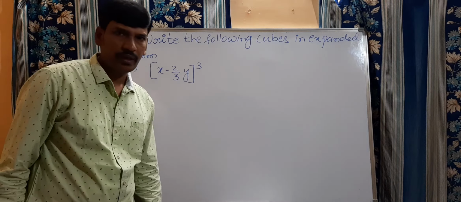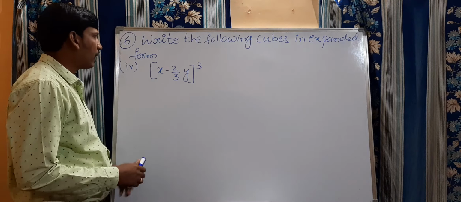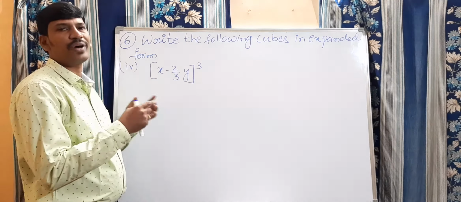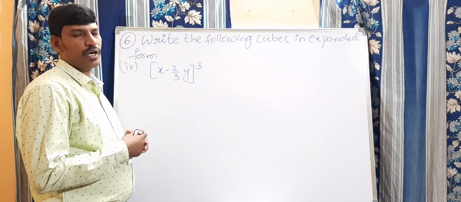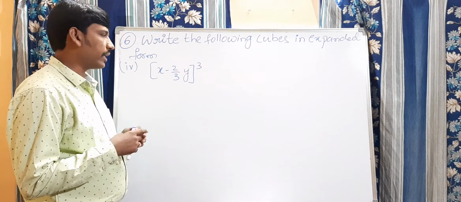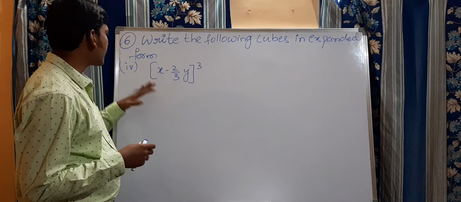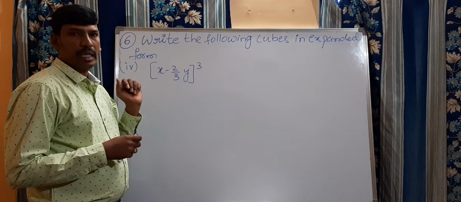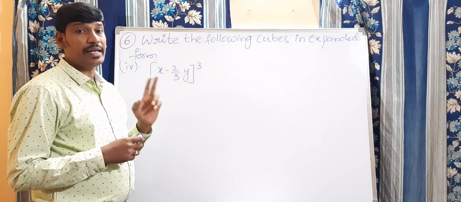Right, children. So today, in the previous problem we discussed how to factorize the given quadratic polynomial by using identity. Now let us move to question number 6. Write the following cubes in expanded form. Cubes, already the 6th identity and 7th identity.